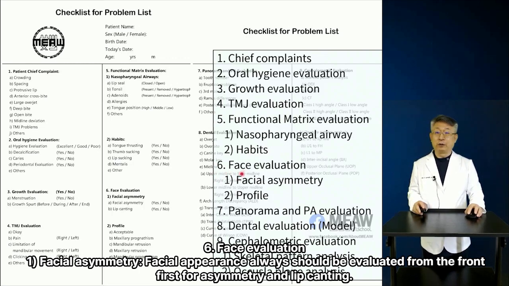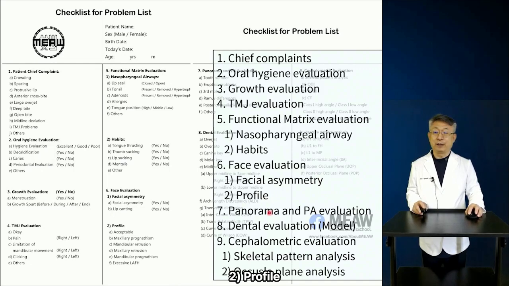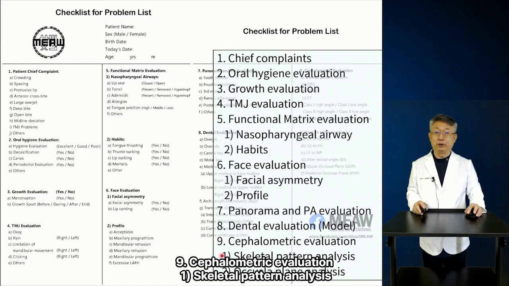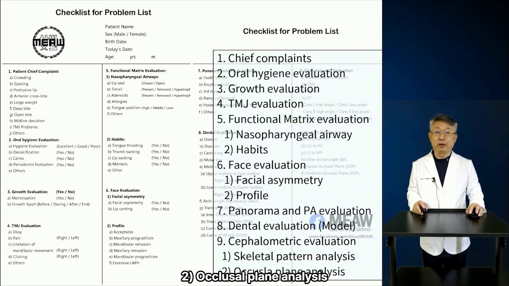6. Face evaluation. 1. Facial asymmetry. Facial appearance always should be evaluated from the front, first for asymmetry and lip canting. 2. Profile. 7. Panorama and PA evaluation. 8. Dental evaluation, intraoral model. 9. Cephalometric evaluation. 1. Skeletal pattern analysis. 2. Occlusal plane analysis.